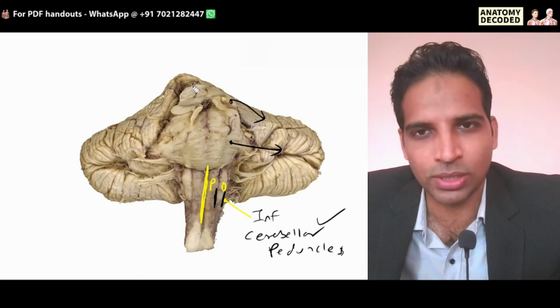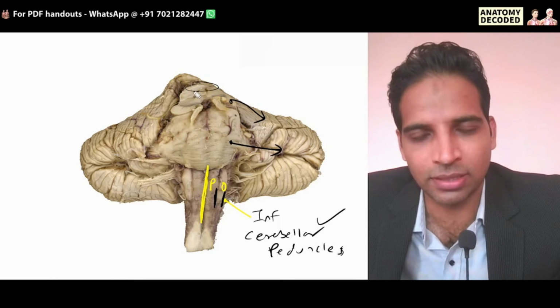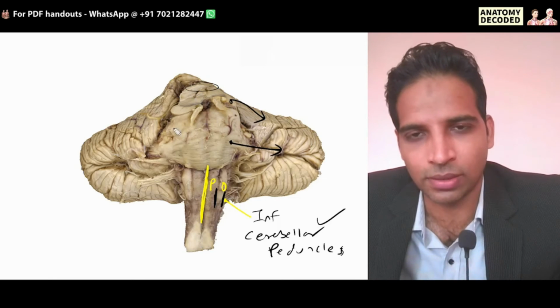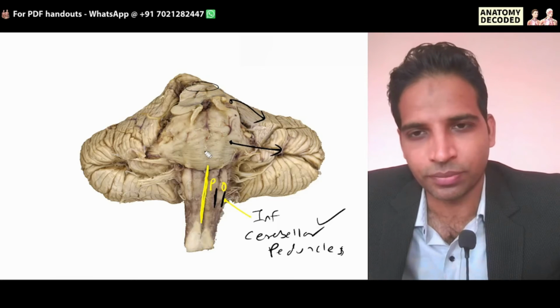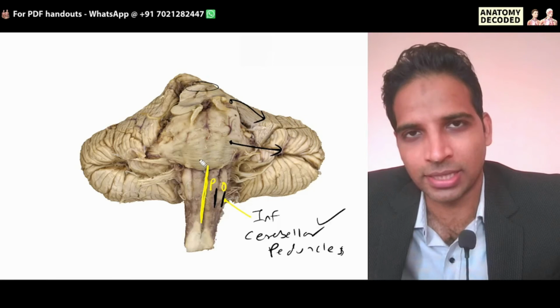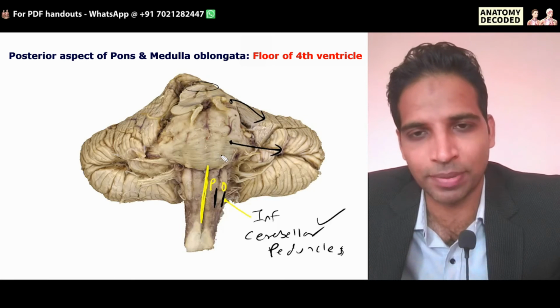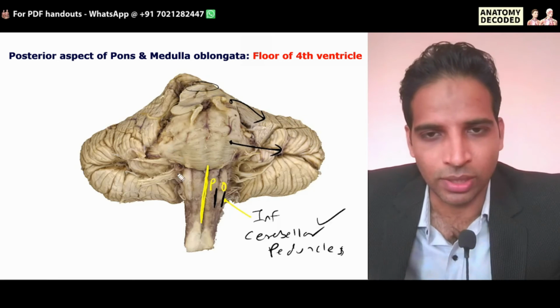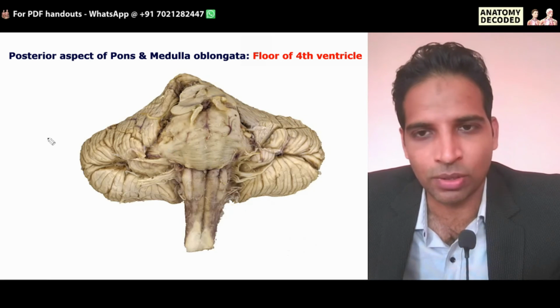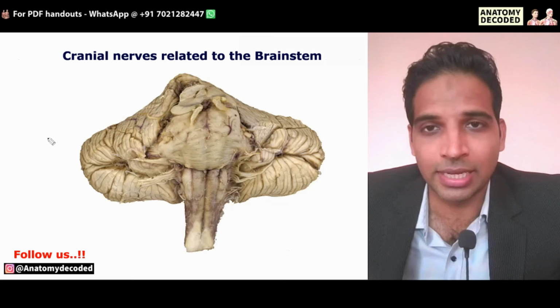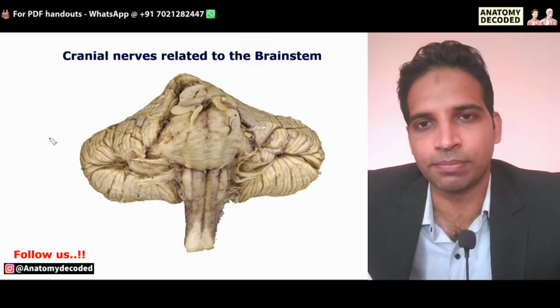For the midbrain, we saw some part of the posterior aspect as well, the colliculus. And the posterior aspect of pons and medulla oblongata together are seen as the floor of the fourth ventricle. So we'll discuss that in a separate specimen. Now let's discuss the cranial nerves related to the brainstem.